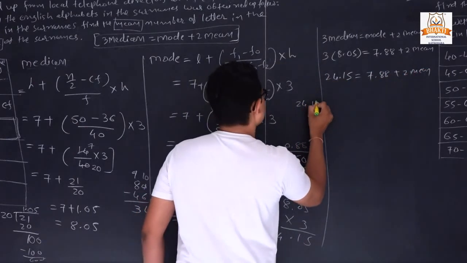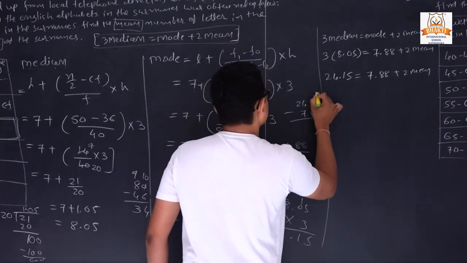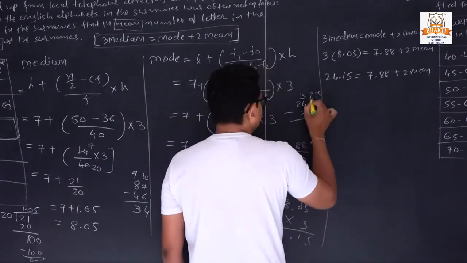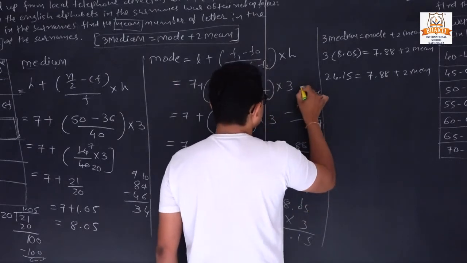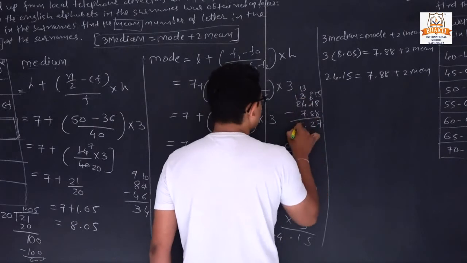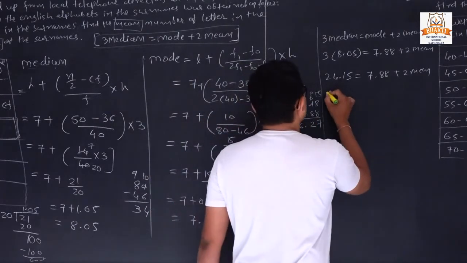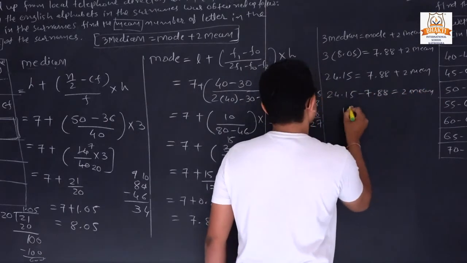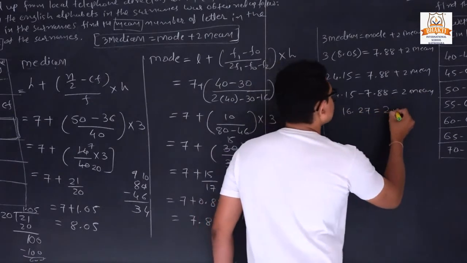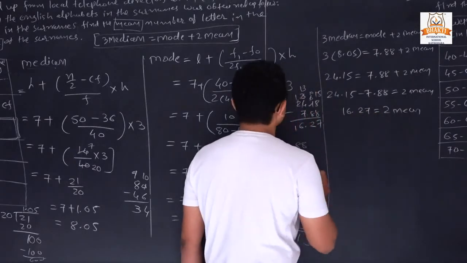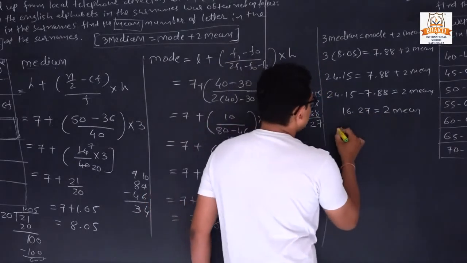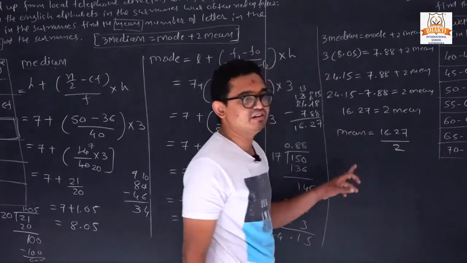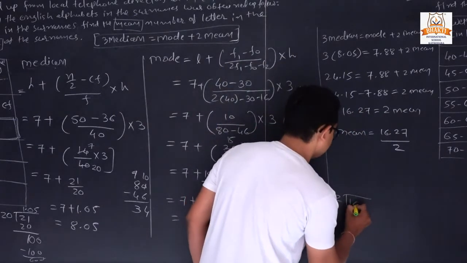Now subtract 24.15 minus 7.88, so 15 minus 8 it is 7, 0, so 10, here we have a 3, so 10 minus 8 it is 2, 3, so 13 minus 7, so it will be 6, and here we have a 1. So 24.15 minus 7.88 is equal to 2 into mean. So the answer it is 16.27. Now 16.27, mean is equal to 16.27 divided by 2, because this 2 is going to the other side, so it will be in the denominator. Now perform the division.